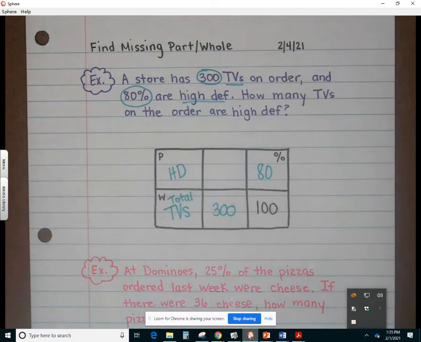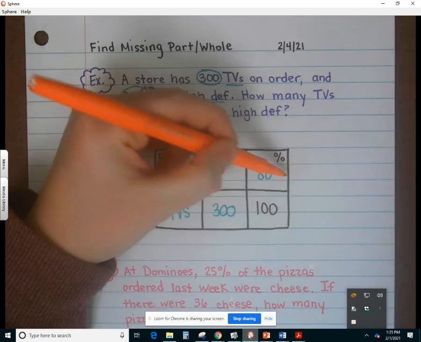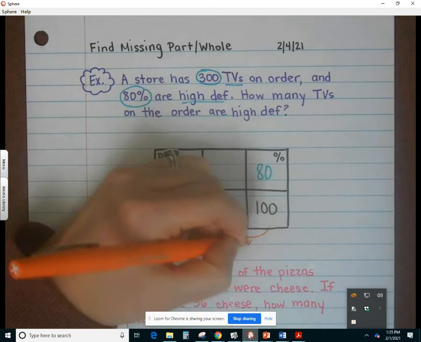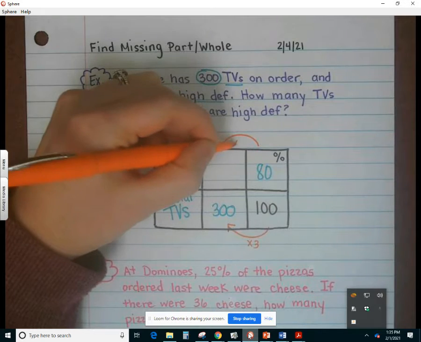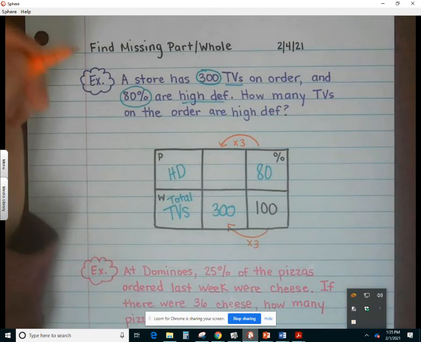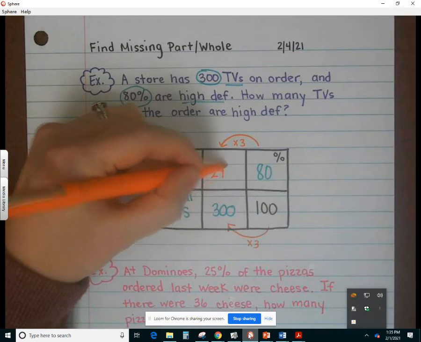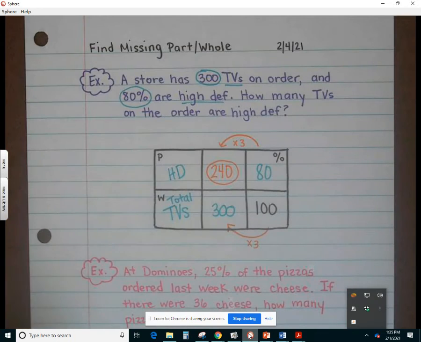And now we just solve it like normal. So 100 is our corner number. But there's nothing I can divide 100 by to get 80, so I'm going to have to go this way. 100 times 3 is 300, so we need to do 80 times 3. I know 8 times 3 is 24, and I just have to add an extra 0, so 240 of the TVs were high def.